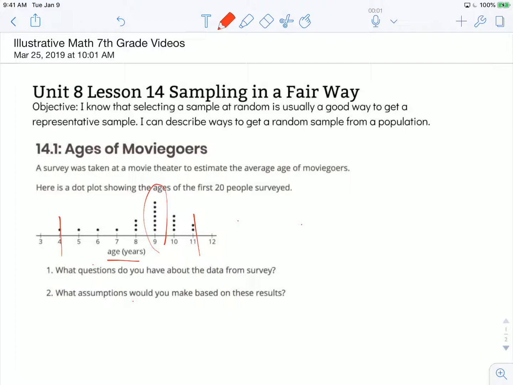Question number 1 for our warm-up says, what questions do you have about the data from the survey? Well, the first question I have is, if this is the first 20 people surveyed, where are their parents? I'm not sure how we have this many young people that are able to talk to a surveyor without the parents wondering why they're talking to this random person. So where are their parents?